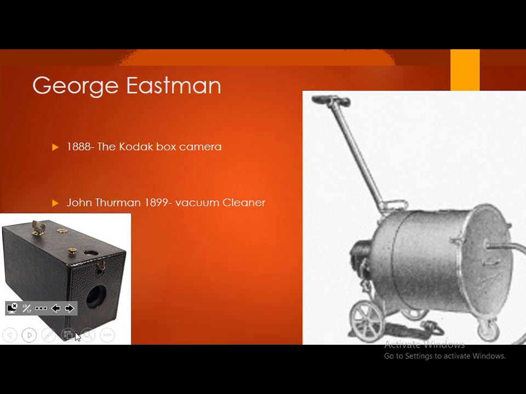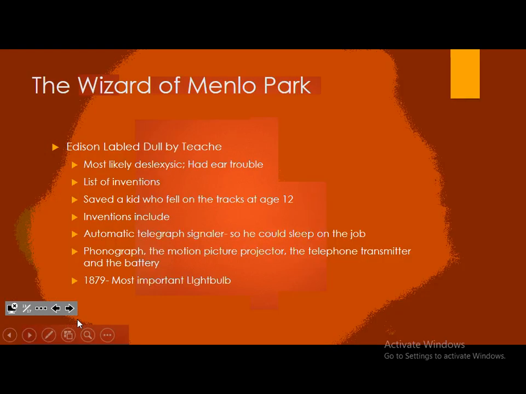I'll bring in a couple cameras on Monday also. Again, we can't touch them, sorry, but we can at least see the past. So the Kodak box camera was invented by a guy named George Eastman in 1888, a way for amateurs to take pictures at their own house. So they had pictures before 1888, but this was an easier way that an individual could make their own picture. It didn't have to be a professional picture.